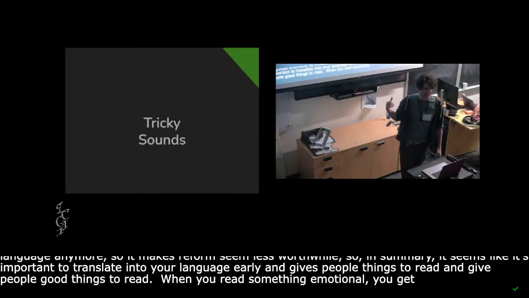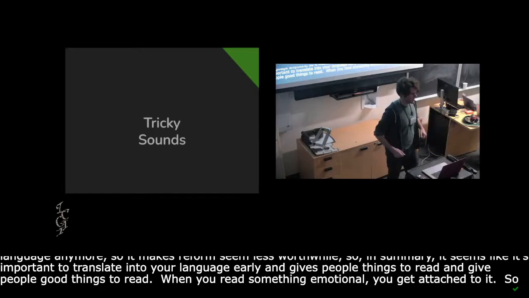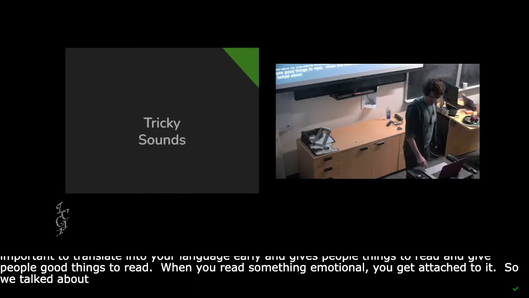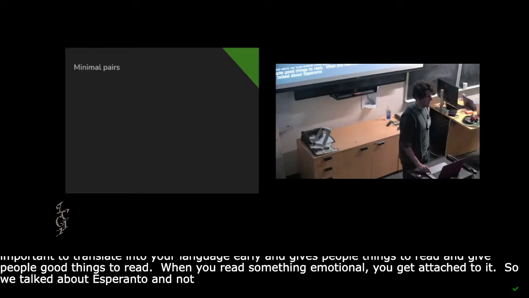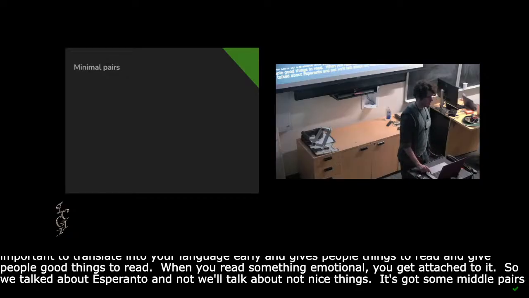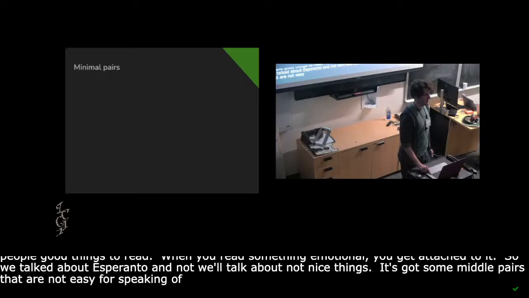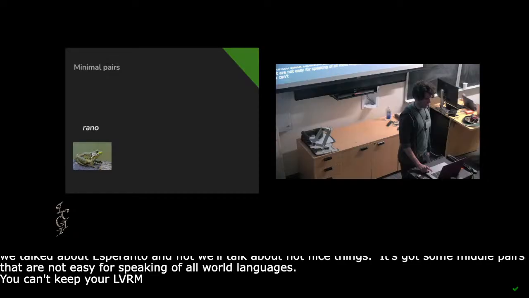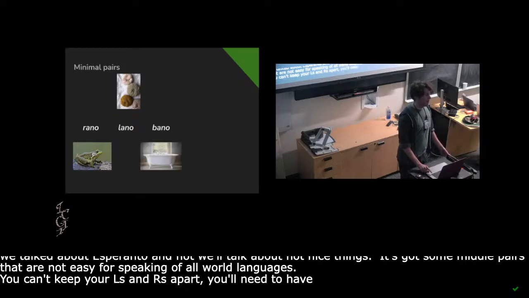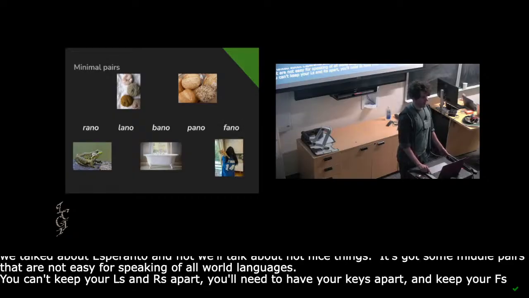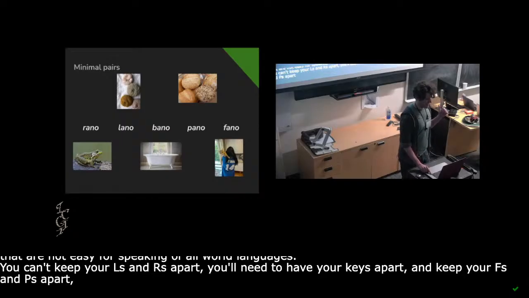Yeah, so we talked about some nice things about Esperanto. I'm going to do ping-ponging. We're going to go talk about some maybe not so nice things. Esperanto's got some tricky sounds in it. It's got some minimal pairs that are not super easy for speakers of all world languages. Notably, you're going to have to be able to keep your L's and your R's apart because there's rano, kailano, and lano. You'll need to be able to keep your B's and your P's apart because there's bano, kaipano, and you're going to need to be able to keep your F's and your P's apart because there's also fano. So not everybody can do all of those.